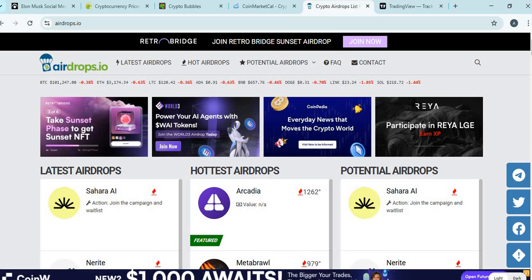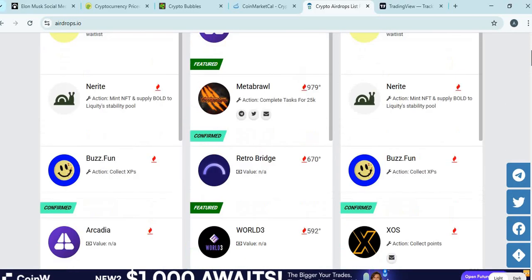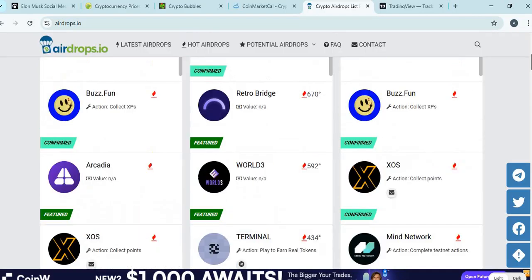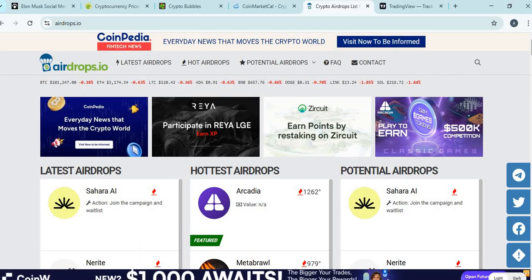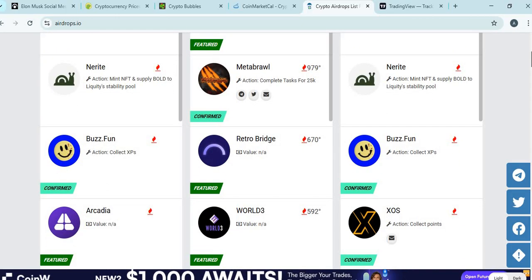The next one is crypto airdrops. So this gives you information of which airdrop is coming, what you need to do, and all of that. Isn't that a beautiful idea? Seeing all the airdrops coming in just one platform. So look at it. Sahara AI is coming up with an airdrop. This one is coming up. Let's look at the confirmed ones.